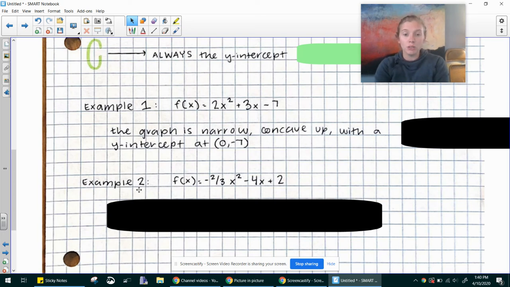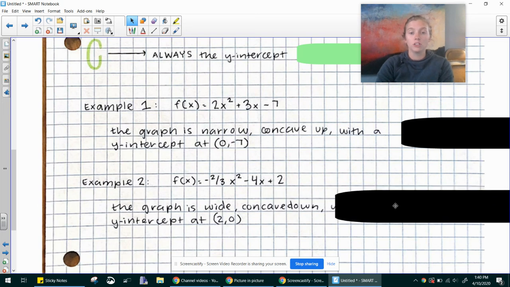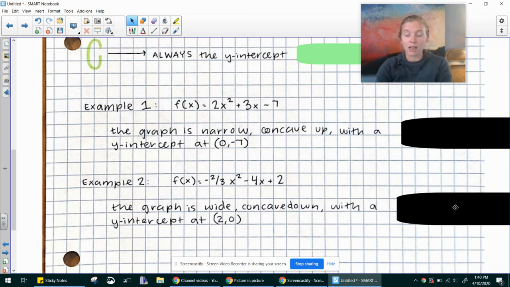In example 2, we have a negative a value, so our graph is going to be concave down. We have a fraction here. That means our graph is going to be wider, and our y-intercept is going to be at 2. So the graph is wide, it's going to be concave down, and the y-intercept will be at (0, 2).